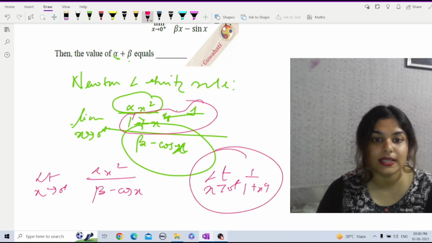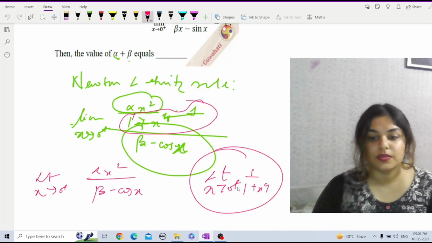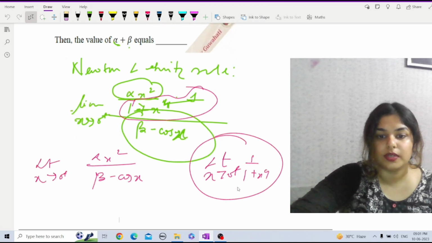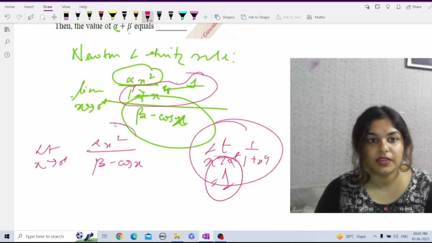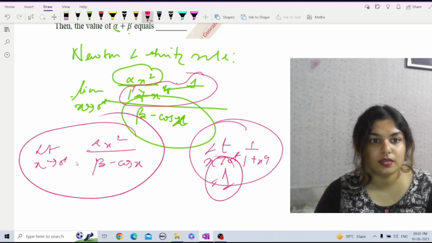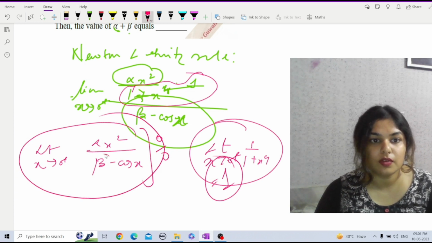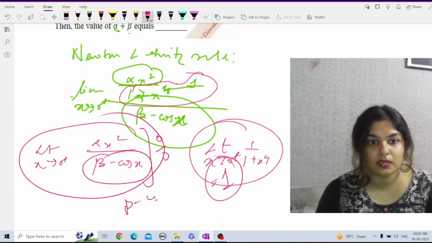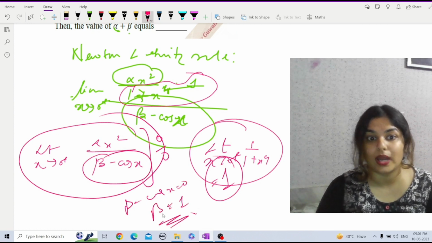Here it's very clear that if you put x equals 0, then the value is equal to 1. So we are remaining with this value. Now if you put 0 positive here, this is also of the form 0 by 0. So in order to get this form, we need beta minus cos x to be 0. So this is very clear that beta is equal to 1.